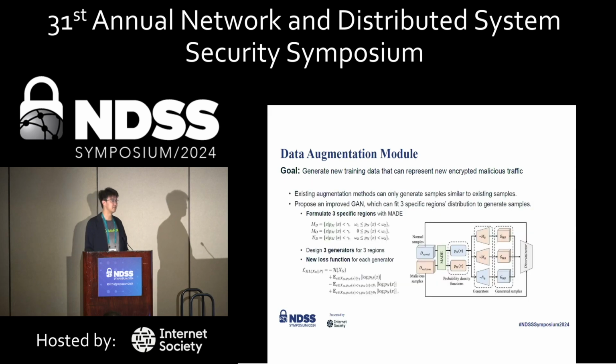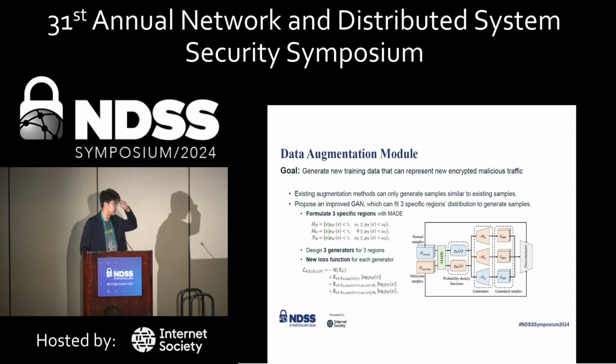And how can we generate samples from these specific regions, since existing augmentation methods can only generate samples similar to existing samples? We propose an improved GAN to address this problem. This GAN can fit 3 specific regions' distribution to generate samples. Our design is, first, we formulate 3 specific regions with MADE's probability density function, and then we design 3 generators for 3 regions respectively in 1 GAN. You can see the figure on the right.